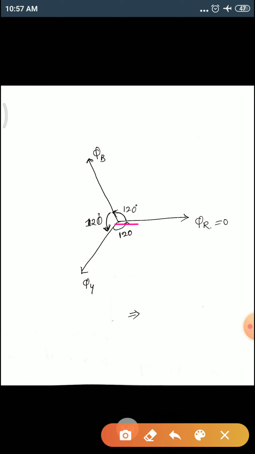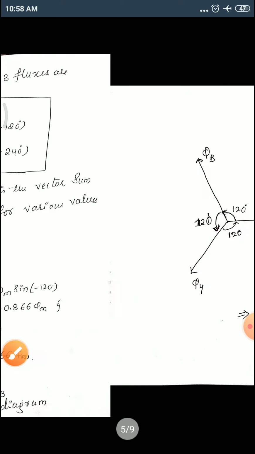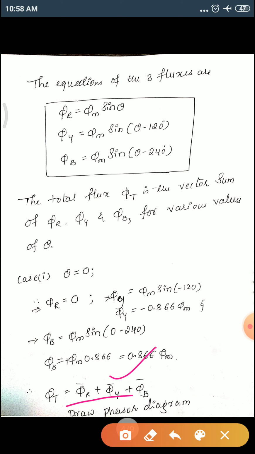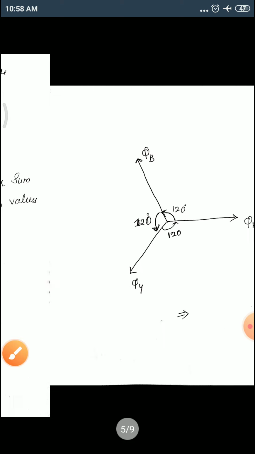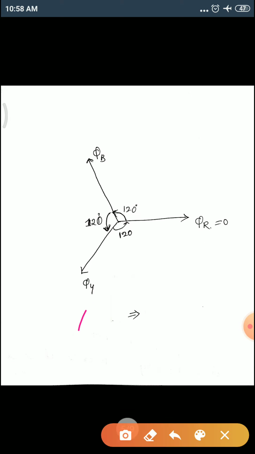So let's take this addition vector. As we have said, let's take this one as phi r, and phi y will be 120 degrees apart, and phi b will be 120 degrees apart. So here phi r is 0, as we have seen, so this will not be present. And then phi y and phi b. What is phi y? Phi y is minus 0.866 phi m. Its magnitude is this. How much is phi y? We require minus 0.866, but this much you can take as 0.866 phi m.